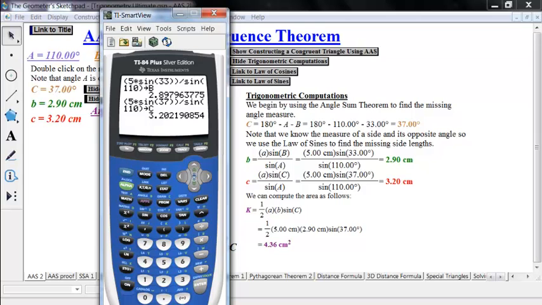Area is always 1/2, or 0.5, times A, which is 5, times B, which I've got stored, and then times the sine of angle C. Angle C was 37 degrees. And there is the area, 4.3600954342, or about 4.36 square units.